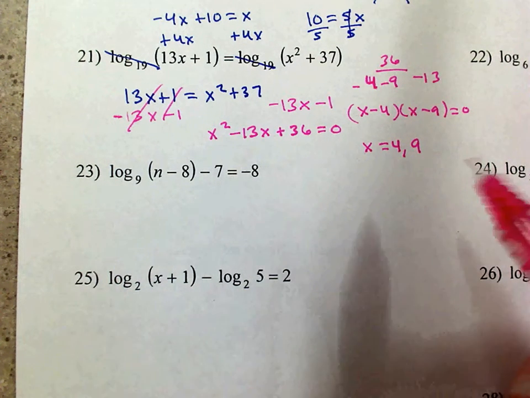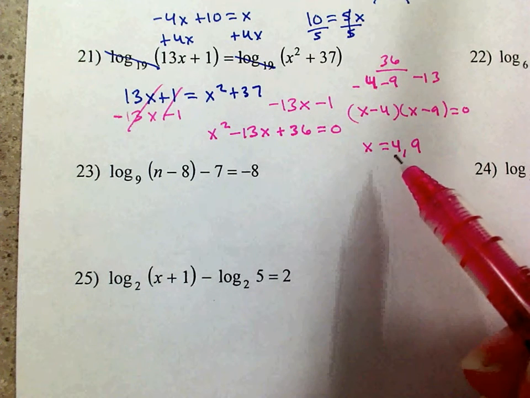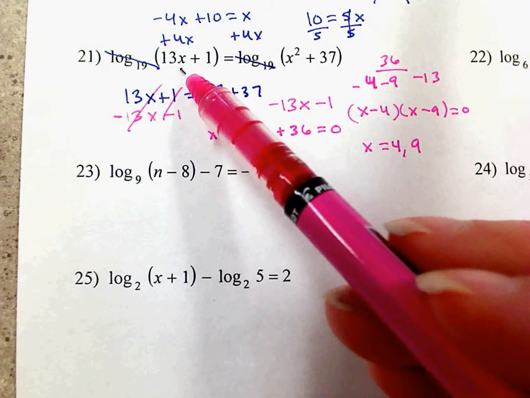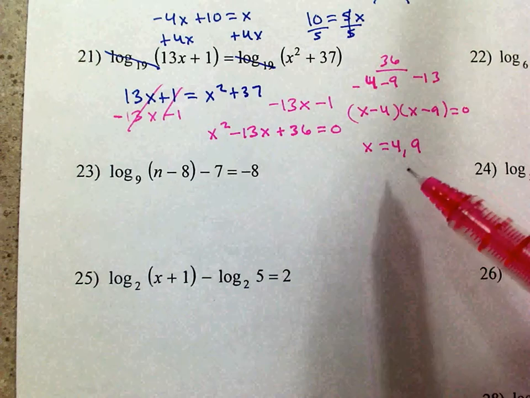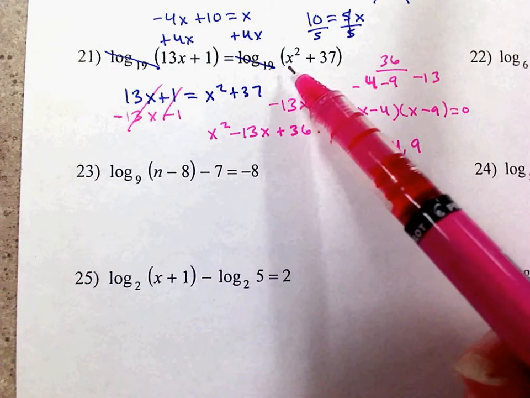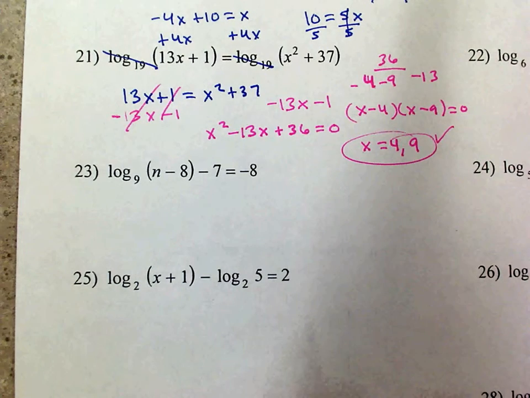Okay, so just as a reminder, if any of these, when I plug them in, give me a negative inside a log, then they don't work. But look at that. That's a positive 13. X plus 1. These are both positive numbers, so when I plug them in, do they stay positive? Yeah. Right, and then anything squared is positive. So these are both my answers. Okay.